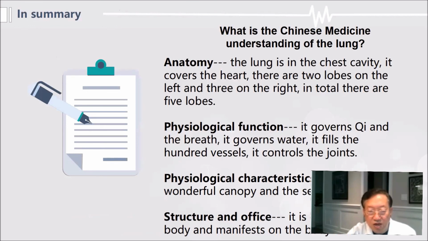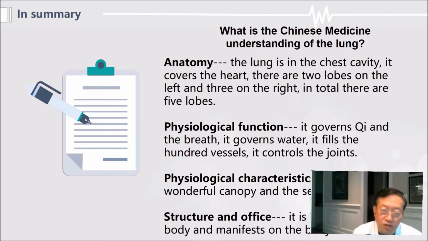What is the Chinese medicine understanding of the lung? Anatomy: the lung is in the chest cavity. It covers the heart. There are 2 lobes on the left and 3 on the right. In total, there are 5 lobes. Physiological function: it governs qi and the breath. It governs water. It fills the 100 vessels. It controls the joints.